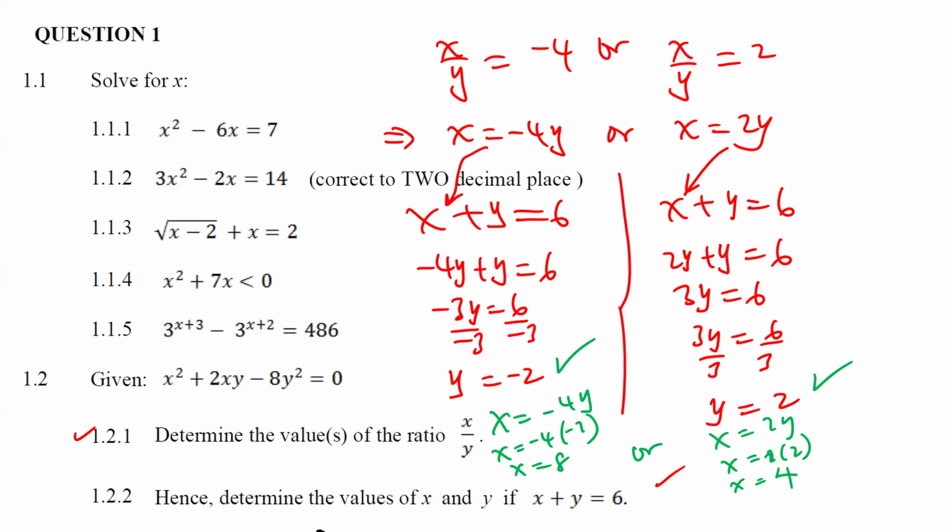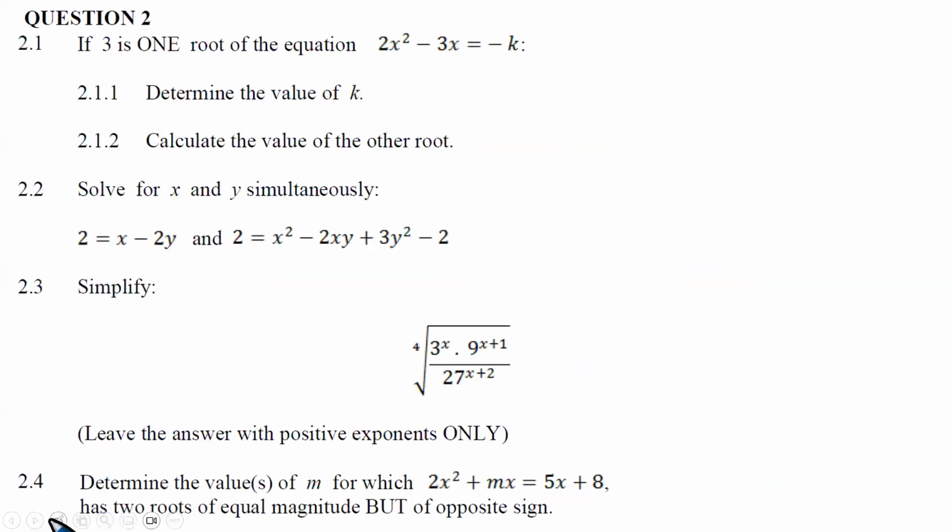Right, so we move to the next question. The next question is about the nature of roots. If 3 is one root of the equation, determine the value of k. What do we do here? If 3 is one root of the equation, we need to determine the value of k. What is the first step?